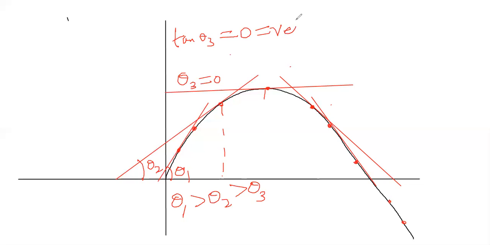That means velocity at that point is 0. Theta 1 is more, theta 2 is a little lesser. This is the initial velocity, VI, I can call it, or V1, which is more than V2, the velocity after some time, which has decreased. Finally it decreased and became 0 at theta 3. Understood? That's what is given by this part of the curve.